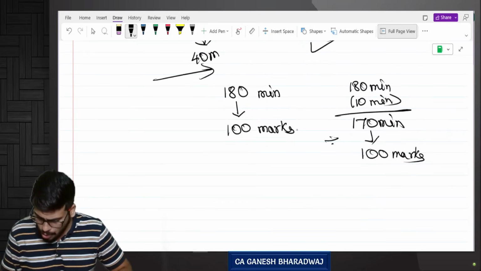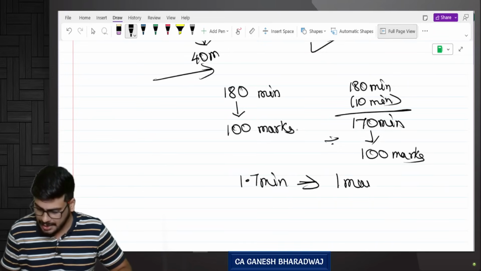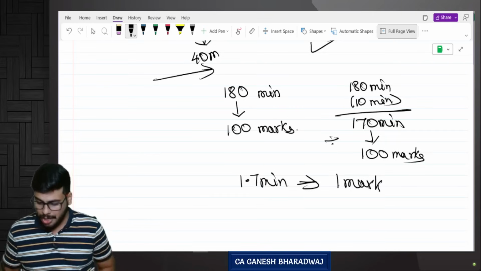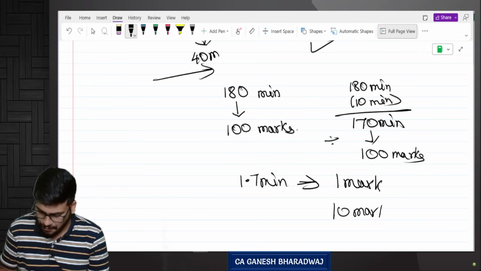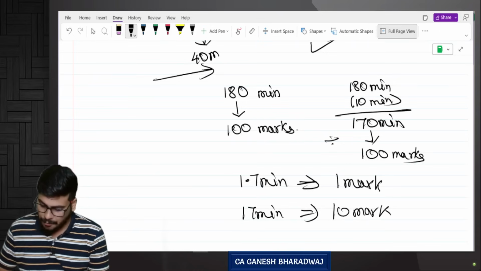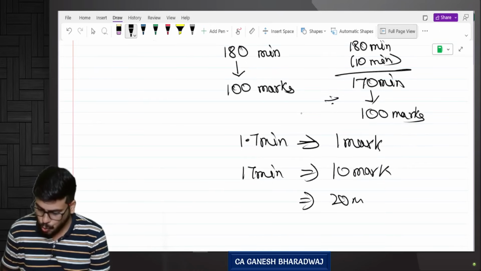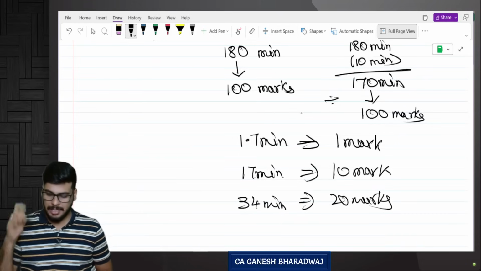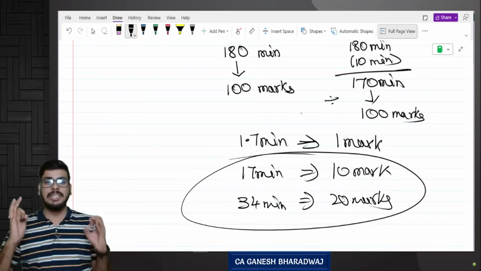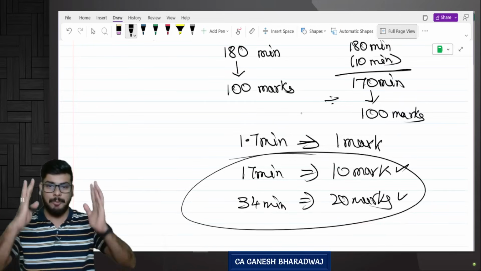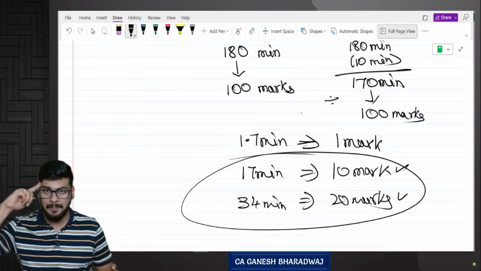Or in other words, I can say you have only 1.7 minutes for 1 mark. That is, per mark you can afford to spend only 1.7 minutes, or for a 10 mark question, you are allowed to take only 17 minutes. For a 20 mark question, you are allowed to take only 34 minutes, right? Have this timer with you. This is the time allowed for me, and this is how I'm going to approach the exam. Have this particular mindset. Clear with this?